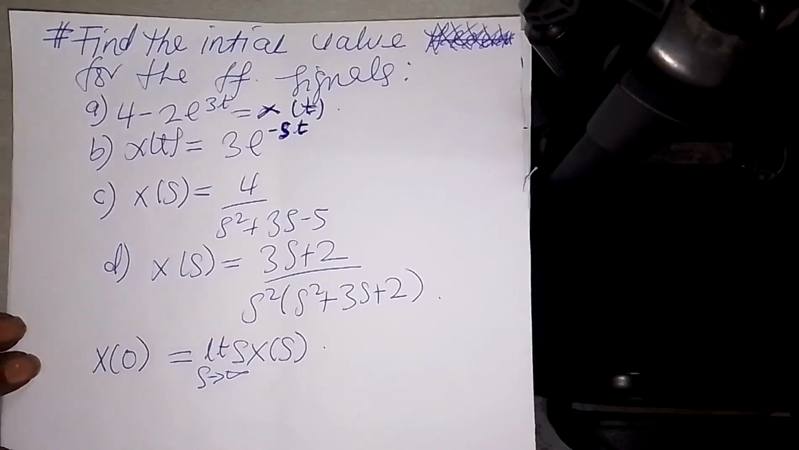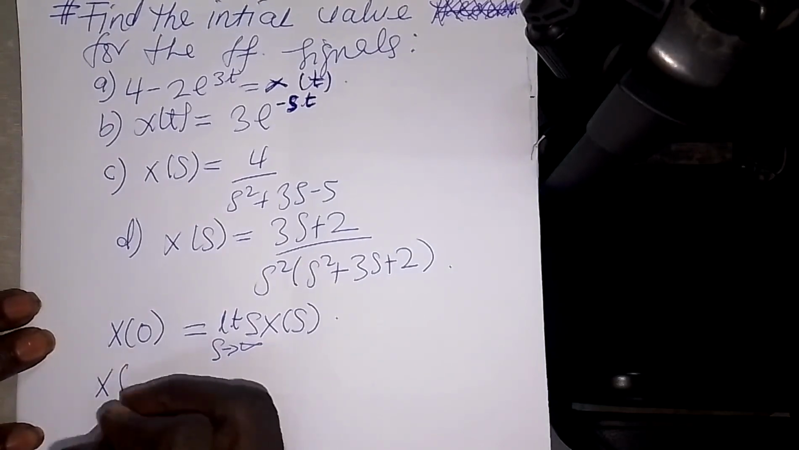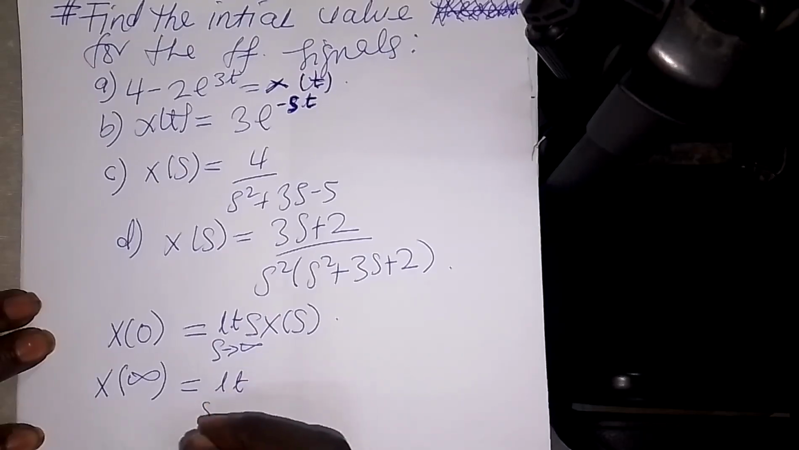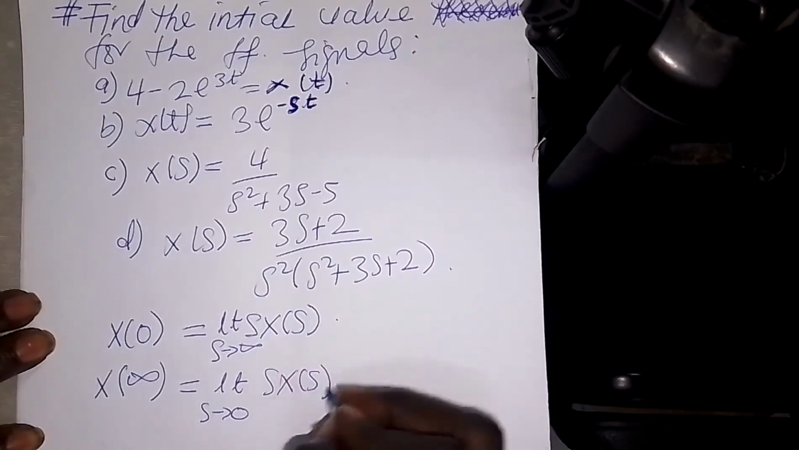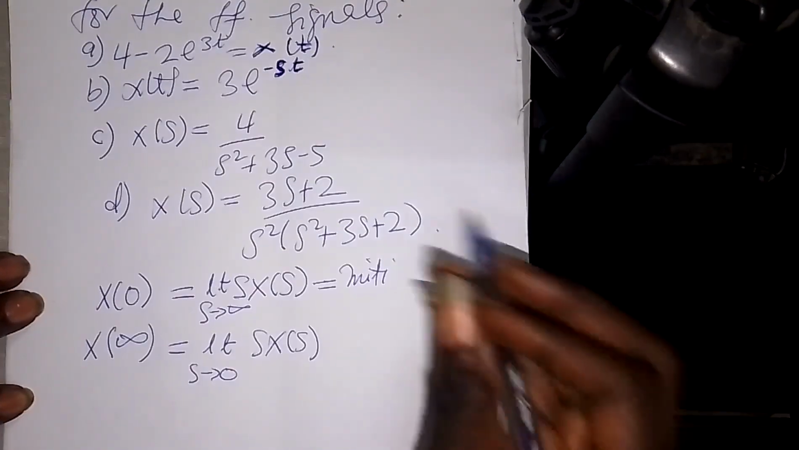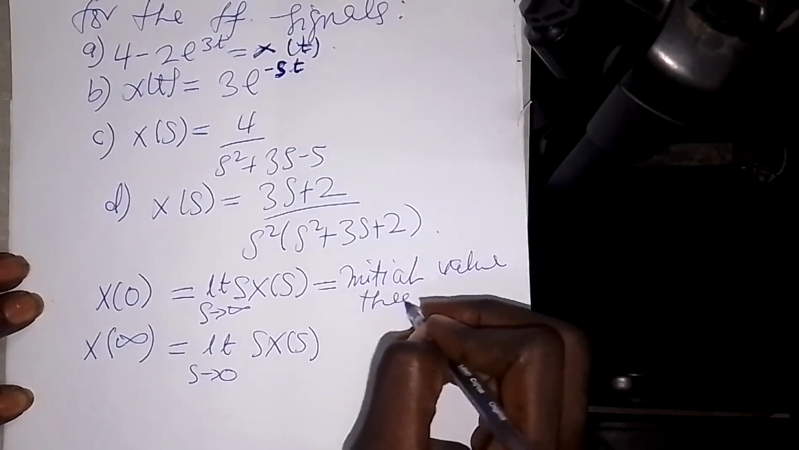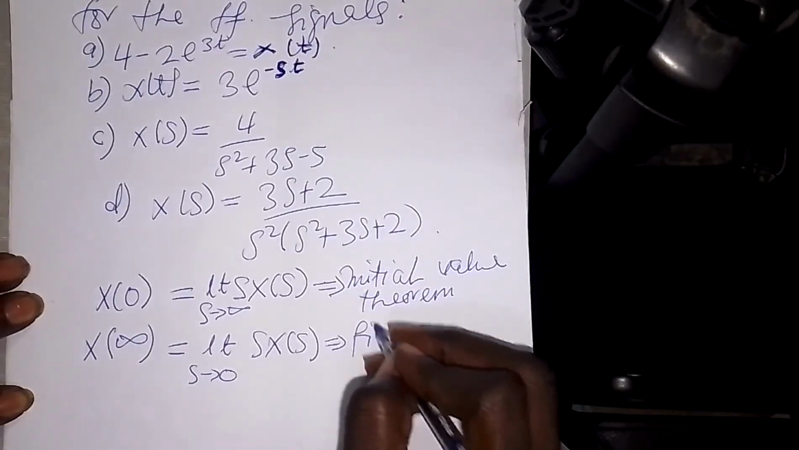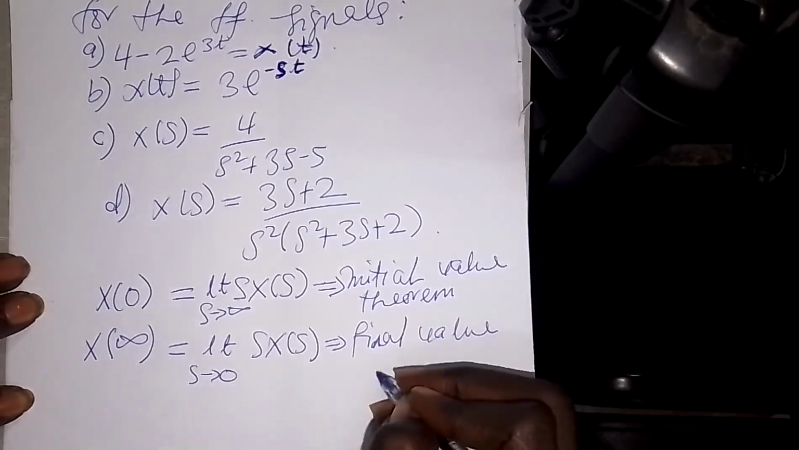If you want the final value theorem, it says that x of infinity is equal to the limit as s approaches 0 of s times X of s. So this one is the initial value theorem, and this one is the final value theorem.